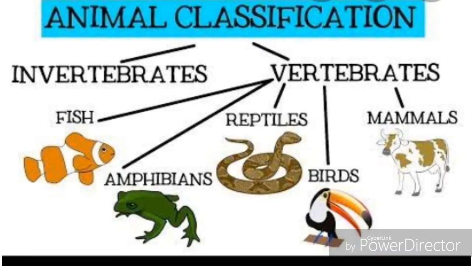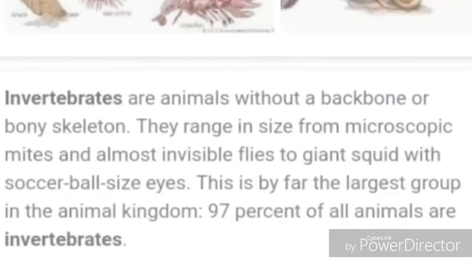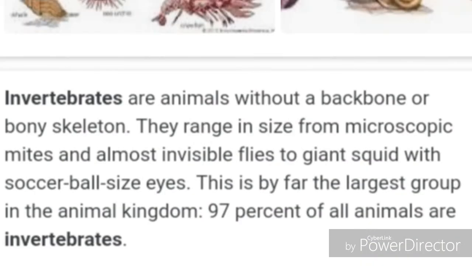Here you can see the outline of animal classification, invertebrates and vertebrates. In vertebrates, 5 different classes are there. They are fishes, amphibians, reptiles, birds and mammals. According to Robert Whittaker's 5 kingdom classification, in invertebrates, 8 different phyla are there.